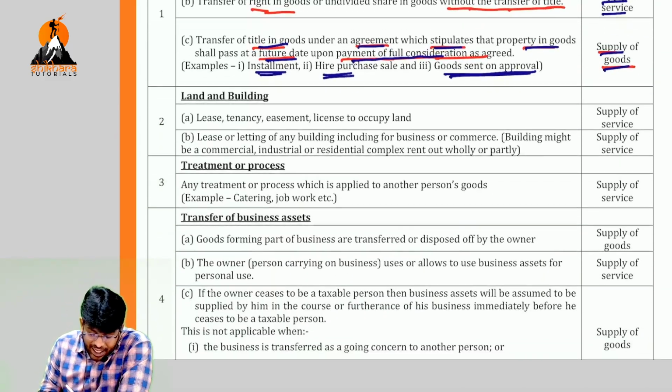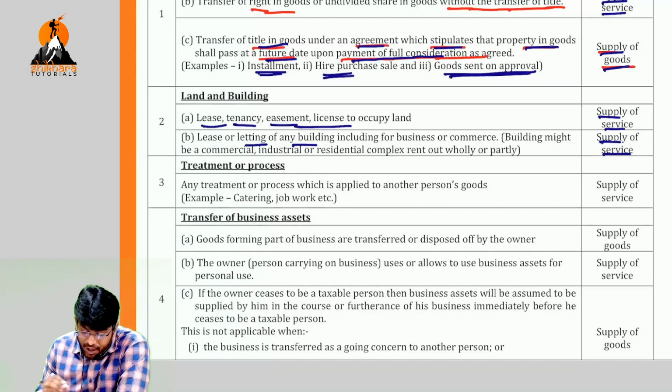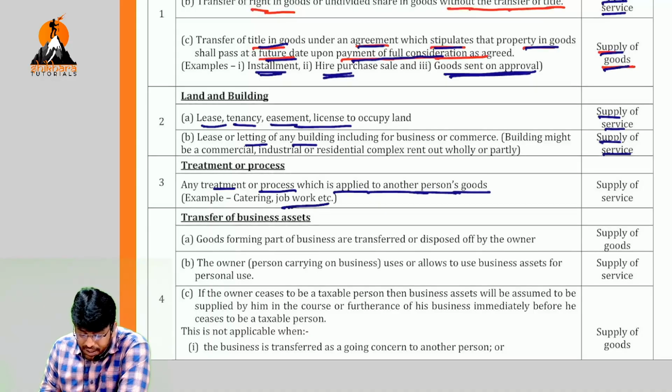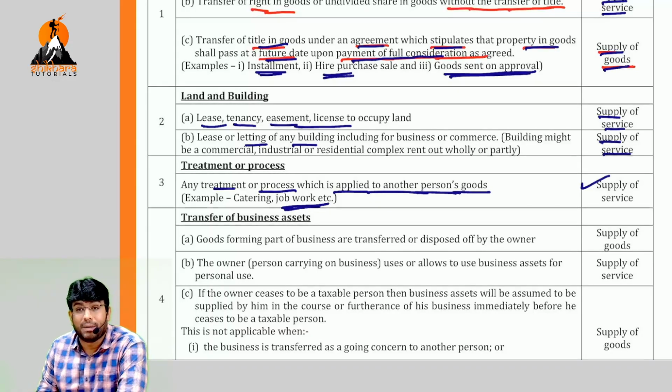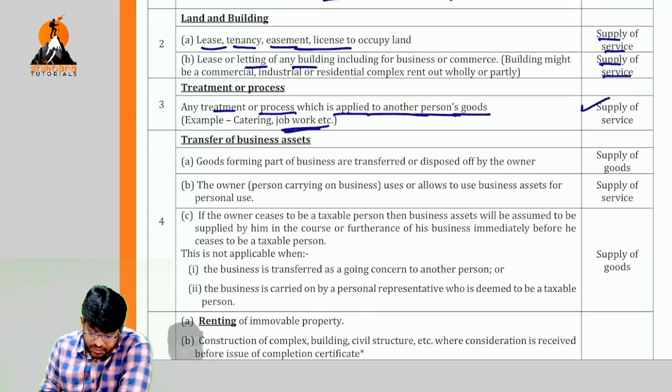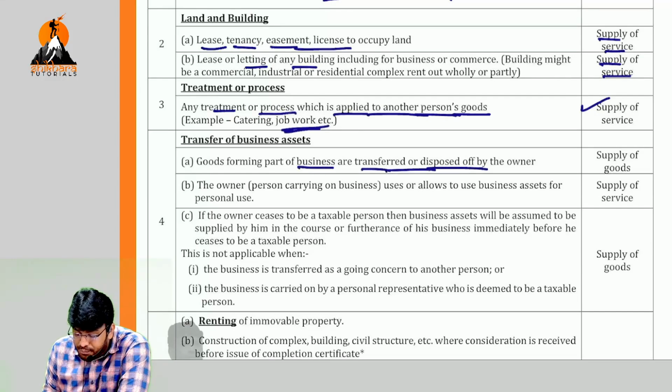Then, land and building, lease, tenants, easement, license, they will all come under a supply of service. Leasing or letting of building, obviously supply of service. Correct, no friends? Treatment or process, any treatment or process which is applied on another person's goods, it is called supply of service. Goods forming part of business are transferred or disposed by owner.